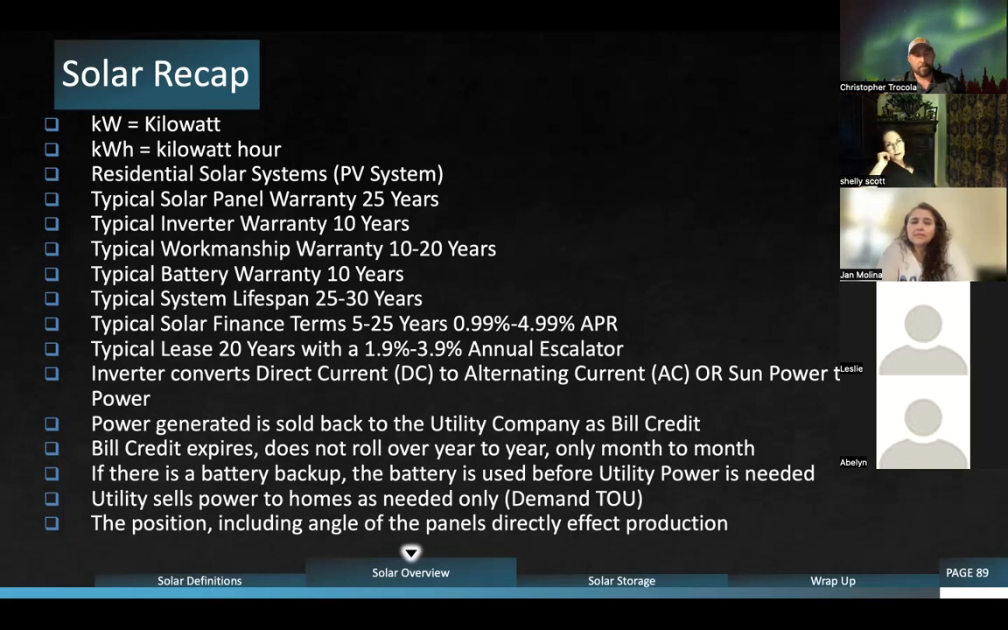Hey, Chris, on the bill credit, is it still only locked in for 10 years with TEP? Pretty much standard nationwide now. It's a 10-year grandfather rate. So they lock in your buyback at 10 years.